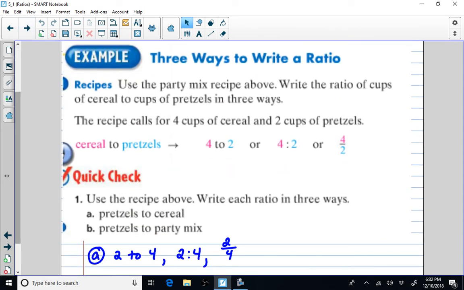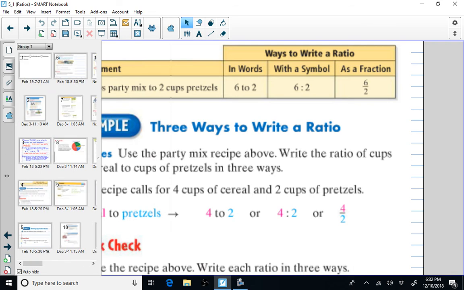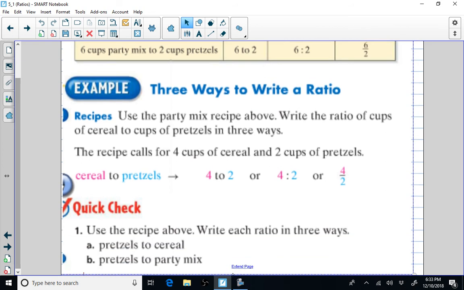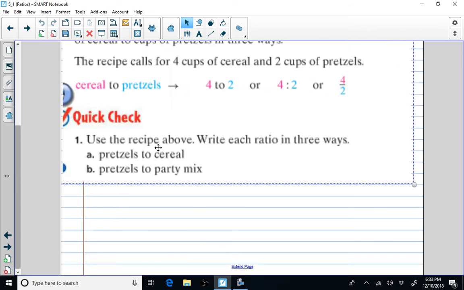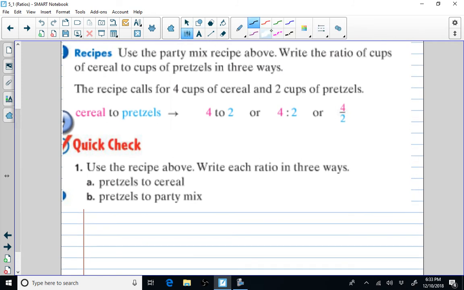All right, let's get down to some examples. Okay, let's get down to a couple of examples. It asks us to use the recipe above to write the ratio in three ways. And we're talking about the following recipe. The recipe calls for 4 cups of cereal and 2 cups of pretzels.